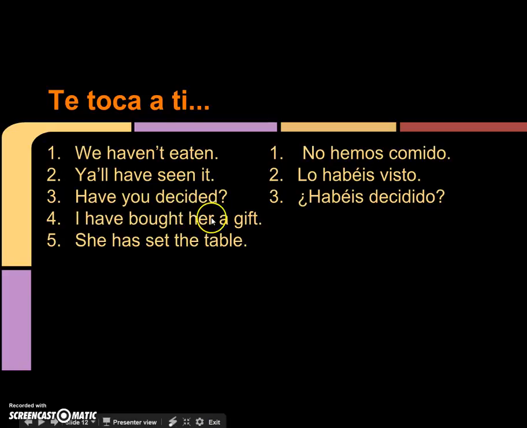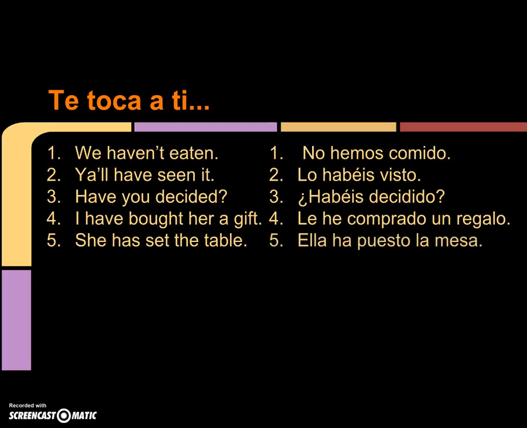I have bought her a gift. Okay, so here's I have bought. Sorry, he comprado. There's the gift. Le is the indirect object pronoun, and it goes all the way before the verb. If these aren't going super well for you, don't worry about it. We're going to do lots of practice in class with this. It's not like the test is tomorrow, so you're all good. She has set the table. So here's, remember that poner is irregular. There's puesto, okay? Not ponido, it's irregular, okay? So ella ha puesto la mesa.